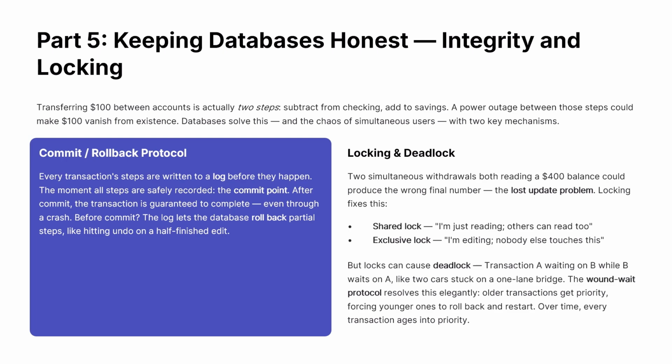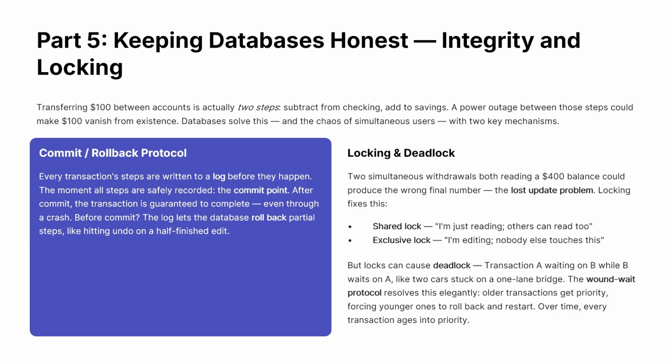The fix is locking. When a transaction needs to use a piece of data, it can request either a shared lock, meaning I'm just looking, others can look too, or an exclusive lock, meaning I'm about to change this, nobody else touches it. It's like a library book. Multiple people can read a reference copy, but if someone's actively editing the master copy, everyone else has to wait.